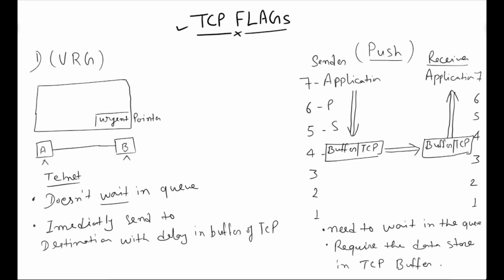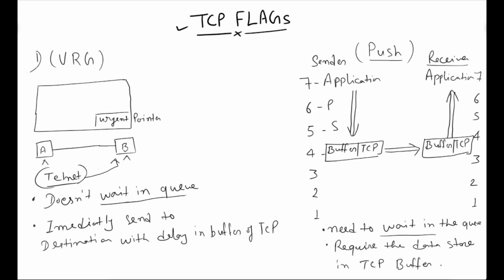So the major difference between push and urgent is that urgent does not wait in the queue and push has to wait in the queue. For the example of urgent, we have seen TCP telnet, because whenever we put a command on the telnet, that command should be sent to the destination host as soon as possible.